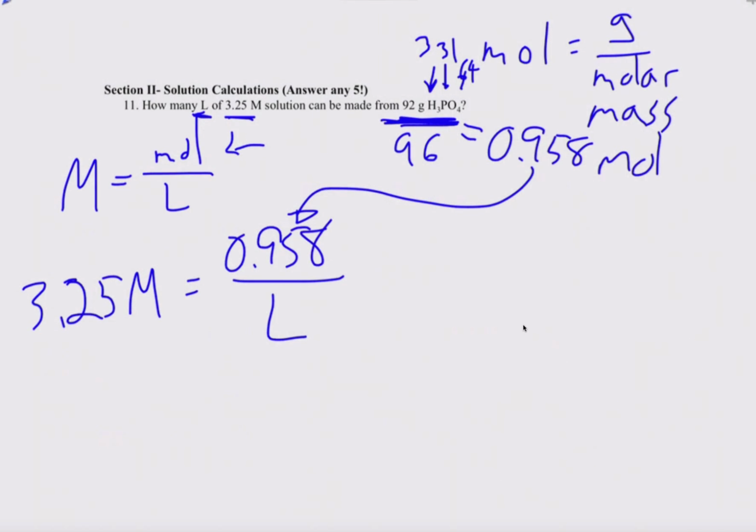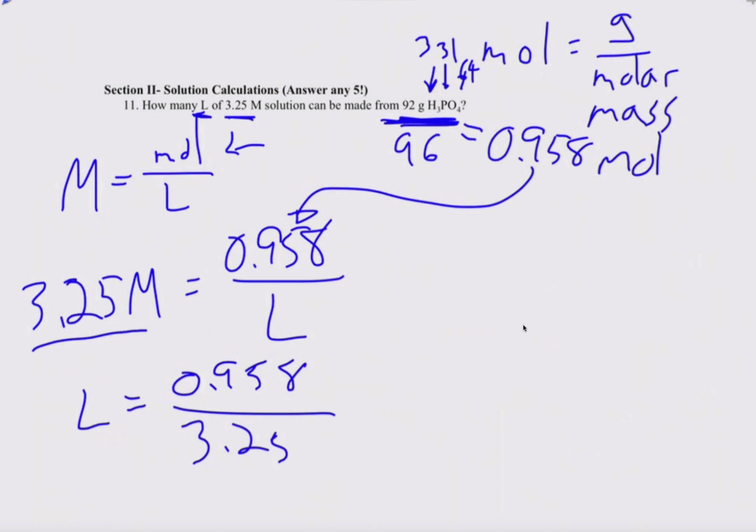0.958 divided by the number of liters gives me the 3.25 molar solution. So to solve that, I would end up with the liters equals 0.958 divided by 3.25, and that would leave me with 0.295 liters, which would be 295 milliliters.